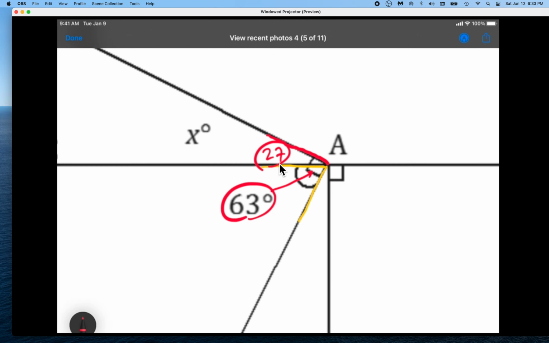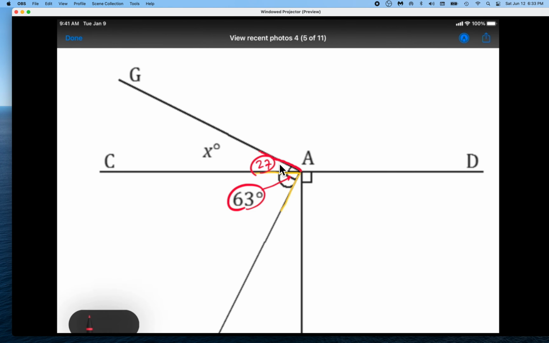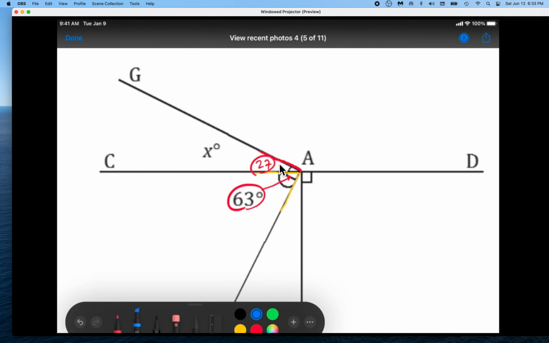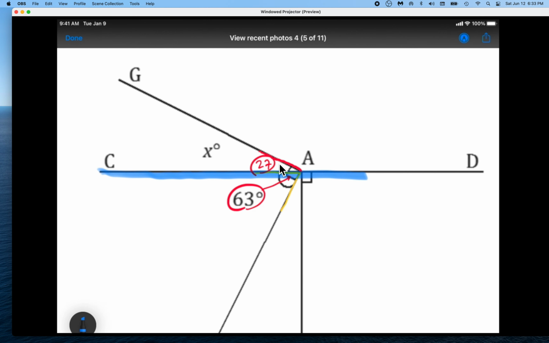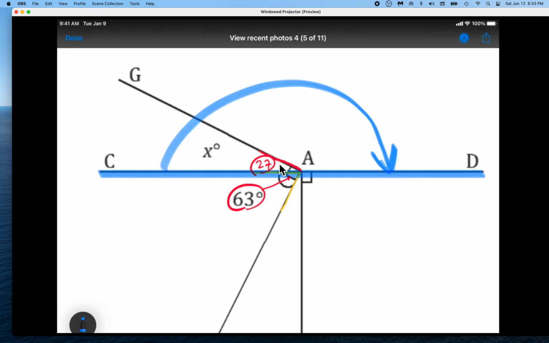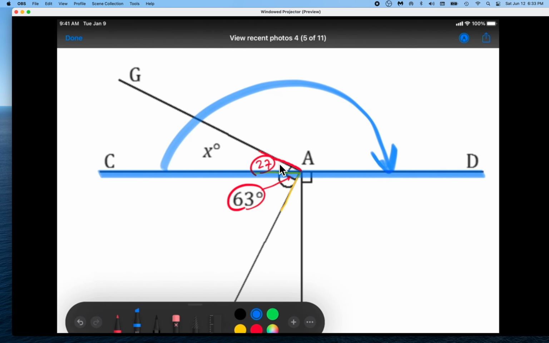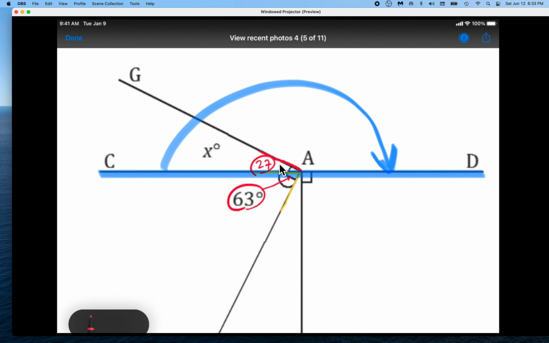Okay, let's zoom out a little bit. We now have a straight line situation. That means 27 plus angle A have to equal 180. This plus A have to equal 180. That means A has to be 153.